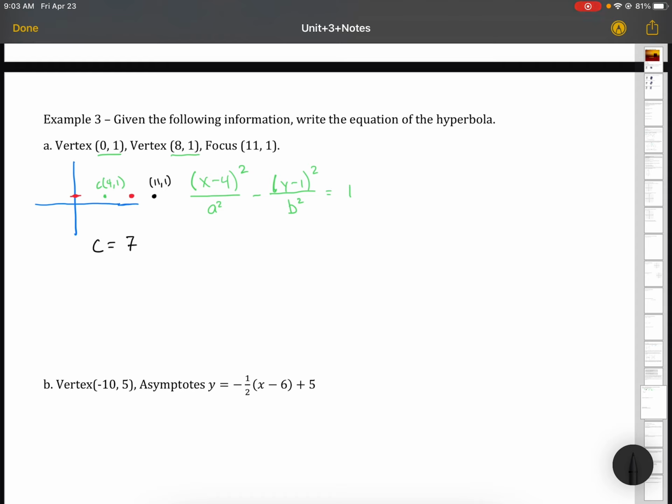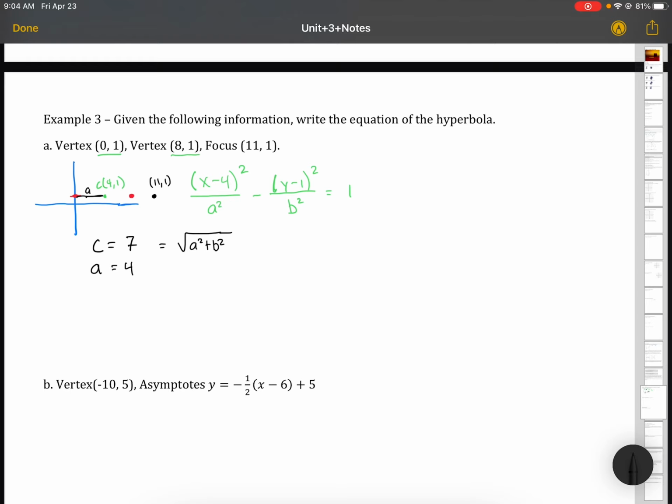Now, by our formula, we know that C should equal the square root of a squared plus b squared. Now, we also know that A is 4 because the distance from the center to one of the vertices is either A or B, depending on which way the hyperbola opens. So since our hyperbola opens left and right, then this value here is going to be A. So we also know that A is equal to 4.